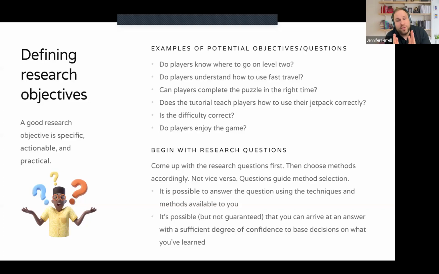But the good and the proper way of doing this is that you come up with a research question first. So you ask your question: this is what I want to find out. Oftentimes it's something like, how does this work? How does a player experience X or Y? And then you look at what method can answer that question. So you don't pick the method first, you pick the research question, and then accordingly, you think about the best way to answer that question. So the questions always guide your method selection.